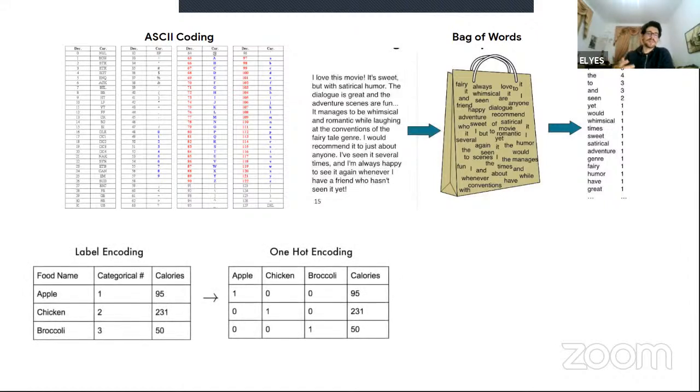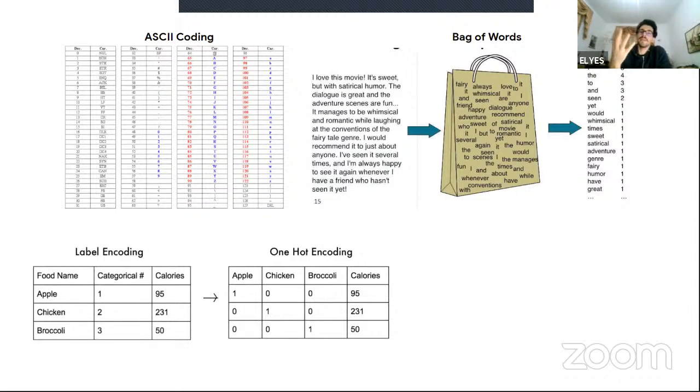Afterwards, we had label and one-hot encoding, which were really useful, especially for normal machine learning and predictive analysis and predictive machine learning, which aims to transform each word into a number if we are on label encoding. So as you can see, apple, chicken, broccoli became 1, 2, and 3. And the one-hot encoding tries to transform them into vectors. So as you can see, apple, chicken, and broccoli went from being values of a single column to becoming columns in themselves. And now why did we do that?